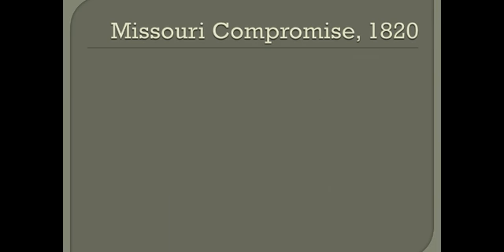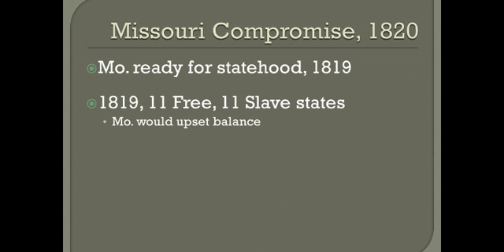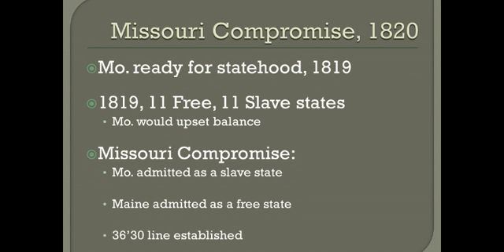And the Missouri Compromise in 1820 was very, very important. Missouri was ready for statehood in 1819. In 1819, we have a balance of slave and free states. Missouri coming in as a slave state would upset the balance. So what did we do about it? Well, we admitted Missouri as a slave state, Maine came in as a free state, and we established this line, the 36°30' line, that said everything north of this line was free and everything south of the line was slave.